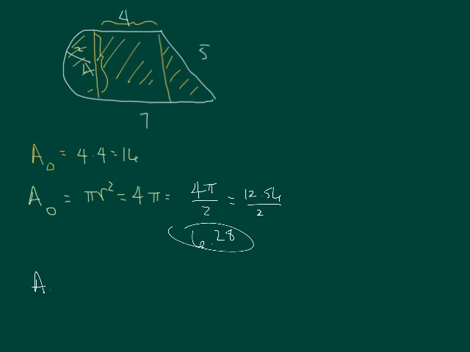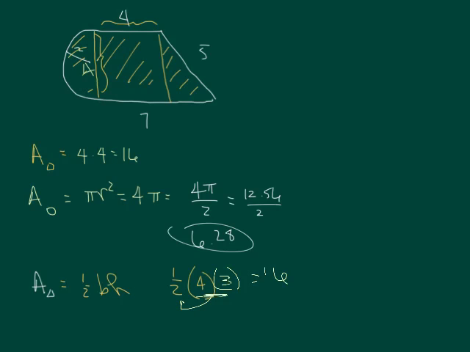Alright, so let's look at the area of the triangle. We have the height of the triangle right here. This distance right here is the same as this distance here, so we have 4. So our area is 1/2 base times height. So we have the height, so that's 4. Now we have to find what the base is. We know that the length from here to here is 7. And we know the length from here to here is 4. So that means the length from here to here has to be 3.